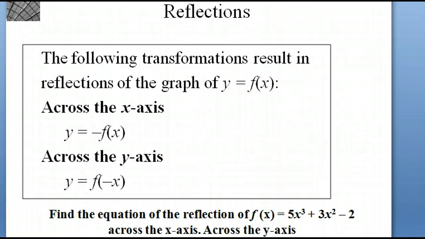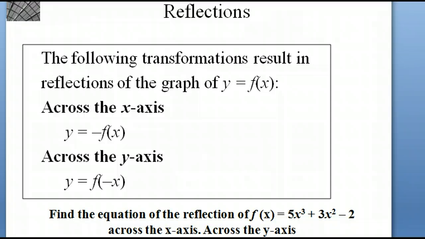Now we will look at reflections. If we are reflecting something across the x-axis, we take the opposite or the negative of the entire function. If we are reflecting it across the y-axis, we're going to take the opposite of the x. I'll show you how that works when we find the equation of the reflection of f of x equals 5x cubed plus 3x squared minus 2 across the x-axis and across the y-axis.